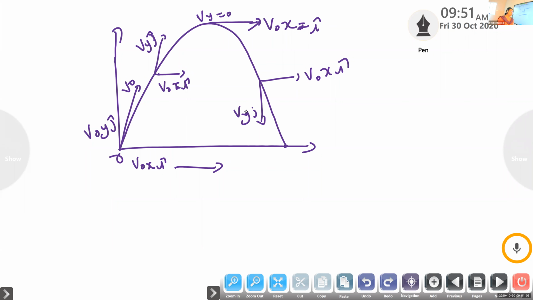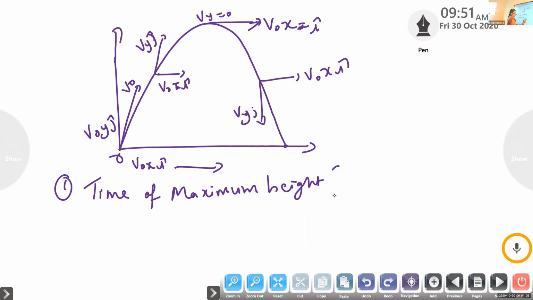So this is the entire picture about the projectile motion, and on this basis we are going to find out two things. First, we find out the time of maximum height. Up to here, how much time will it take? Time of maximum height, we can write it as Tm.